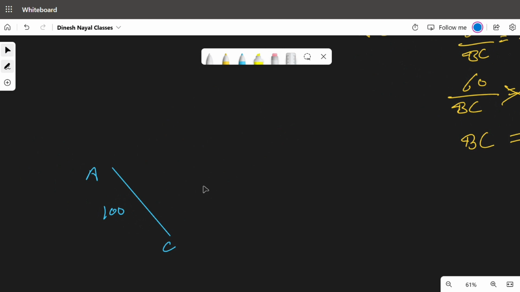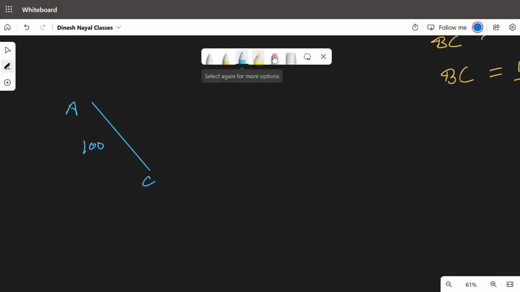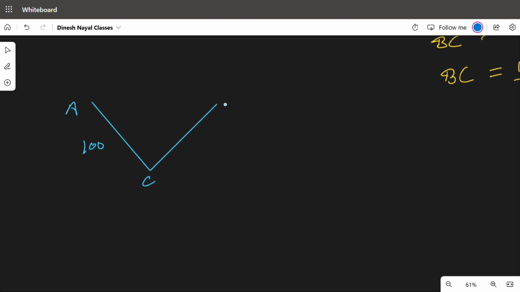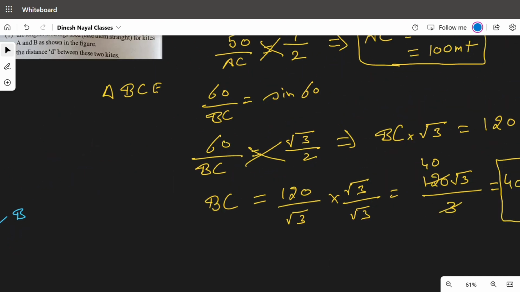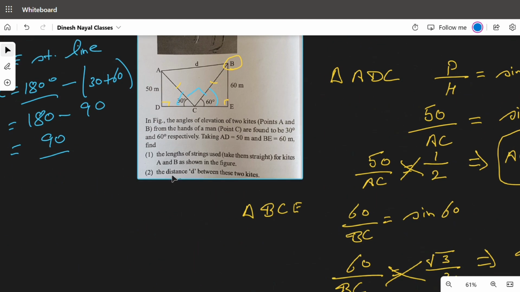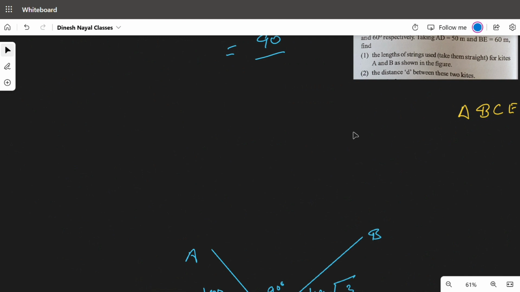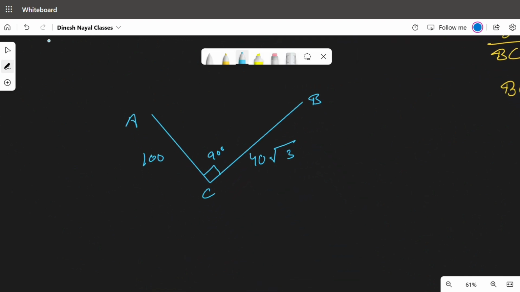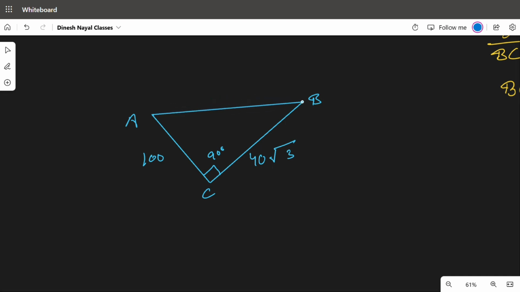Okay, so CB should be like this, CB. And we know that this is 40 root 3. We just have calculated. Now this angle is 90 degrees. Now the second part of question 2 says that you have to find the distance d between these two kites. We know that A and B represent the position of the kites. The distance between these two kites is represented by this line AB.